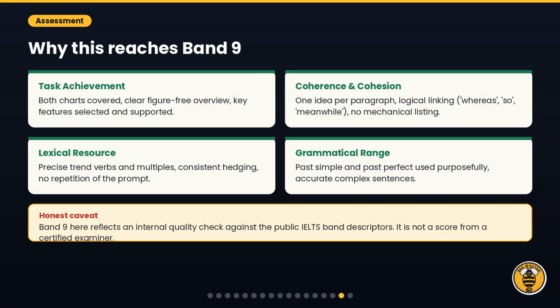Why this answers at band 9. Task achievement. Both charts are covered, with a clear figure-free overview and selected, supported key features. Coherence and cohesion, 1 idea per paragraph and logical linking. Lexical resource, precise trend verbs, multiples, and consistent hedging. Grammatical range, past simple and past perfect used purposefully in accurate complex sentences. One honest caveat, band 9 here reflects an internal quality check against the public IELTS band descriptors. It is not a score from a certified examiner.